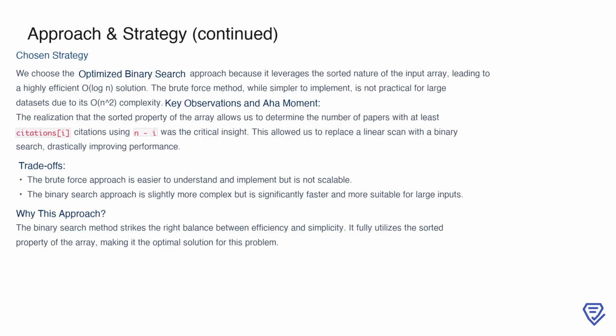It takes full advantage of the sorted nature of the citations array, achieving a time complexity of O(log n) that makes it highly efficient. While the brute force method is conceptually simpler and easier to implement, its quadratic time complexity makes it impractical for large datasets. The critical breakthrough was realizing that the sorted order of the array allows us to calculate the number of papers meeting the h-index condition in constant time at each step of the binary search. This insight enabled us to replace a linear scan with a far more efficient process. While the binary search approach requires a slightly deeper understanding, it strikes a perfect balance between simplicity and performance, making it the optimal solution for this problem.